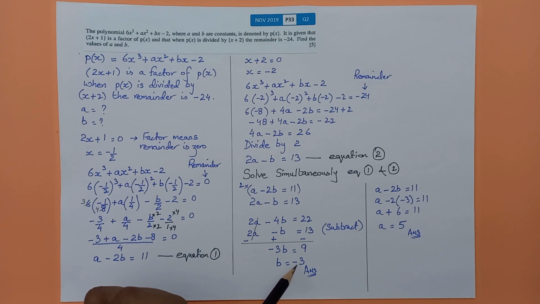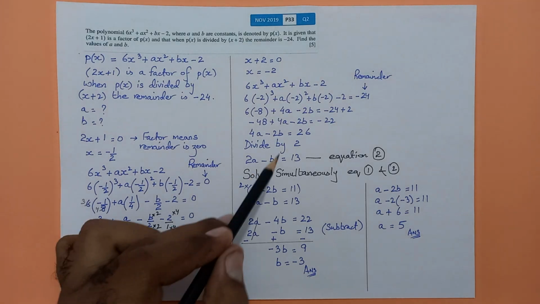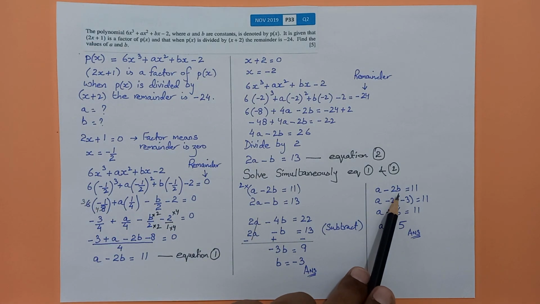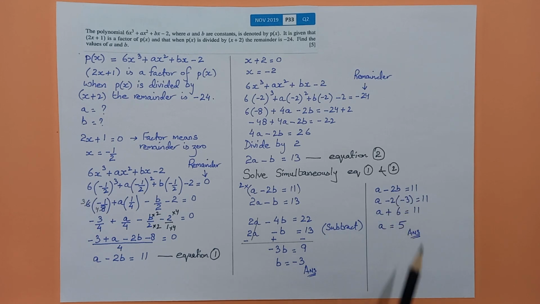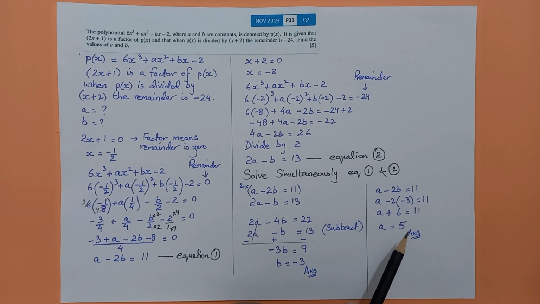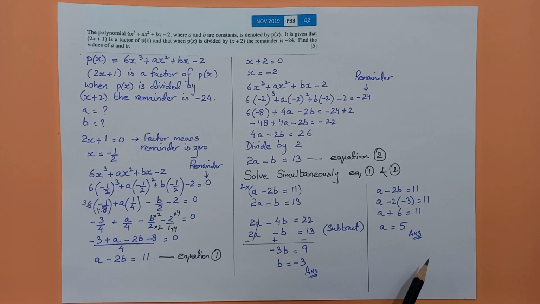Then we can place this b as negative 3 in either equation, whether equation 1 or equation 2. If we take equation 1, for example, a minus 2b is equal to 11, instead of b write negative 3 because we have found it over here. We get the value of a as 5, and this was the requirement of the question, to get the values of a and b.